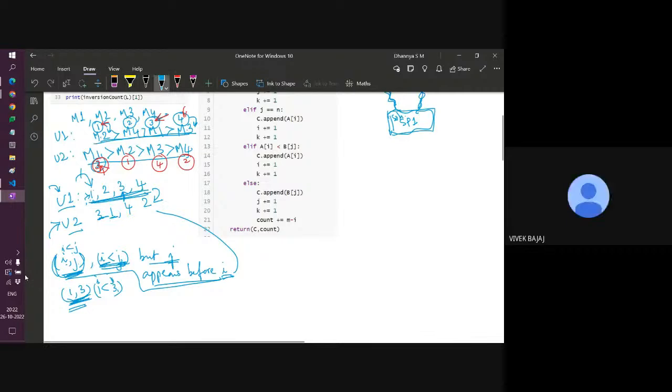Got it? One doubt, ma'am. This i will always belong to U1 and j to U2? No, i and j both belong to U2 only. I never said that i belongs to U1. This is i, this is j. I'm just defining inversion here. So 1, 3 is an inversion. Can you tell me any other inversion? Ma'am, 4, 2. Yeah, but you have to specify it more clearly.